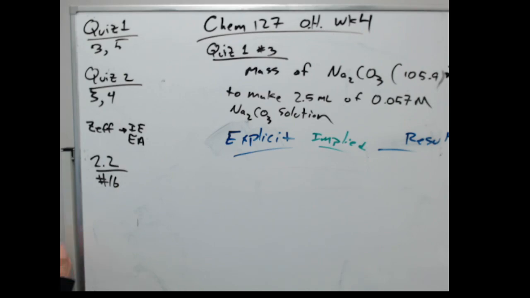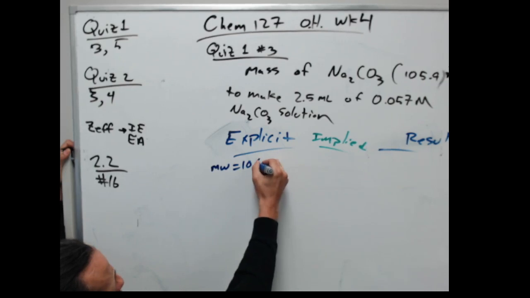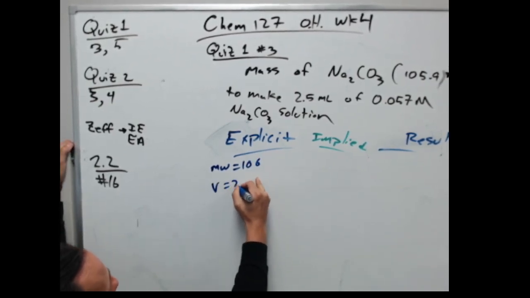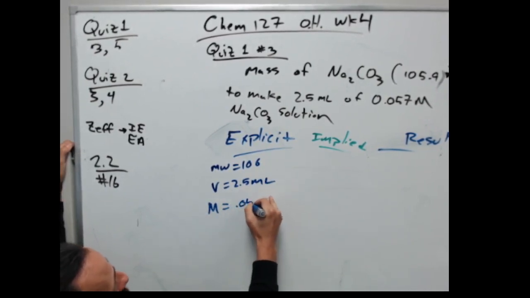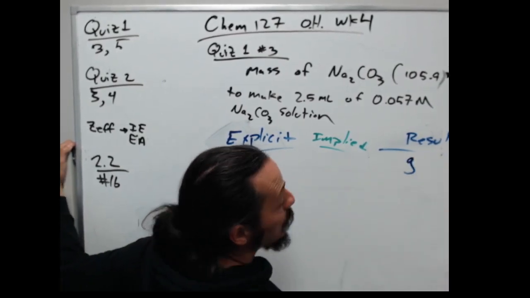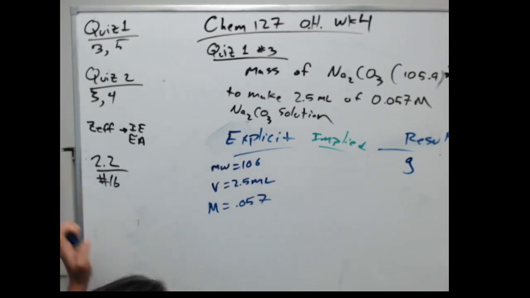So here I'm just going to write some things down. I've got the molecular weight is, I'm just going to call it 106 since I'm feeling like that. I have a volume equal to 2.5 milliliters. I've got a molarity equal to 0.057, and I want to know some grams of, I can call it sodium carbonate now, and everyone's okay with that? I want to know the grams of sodium carbonate.